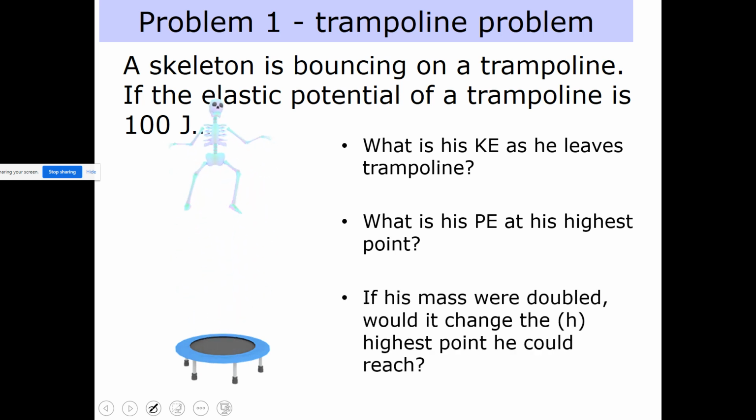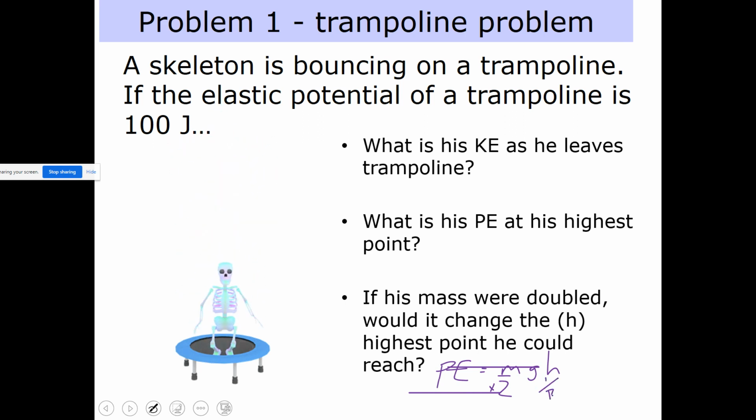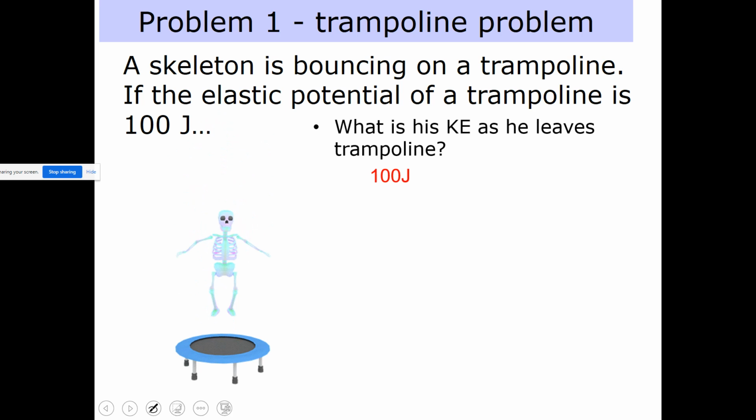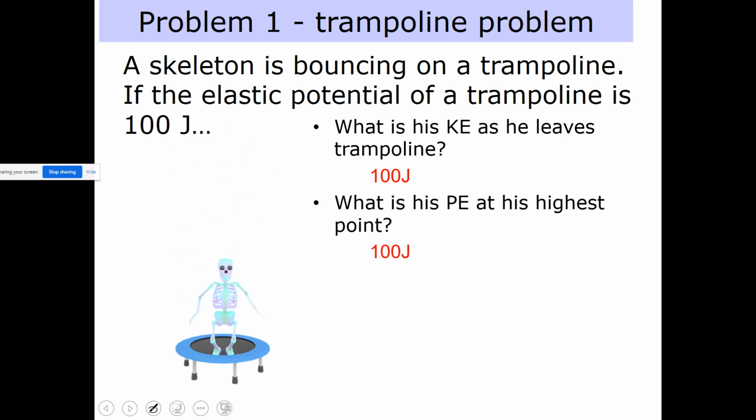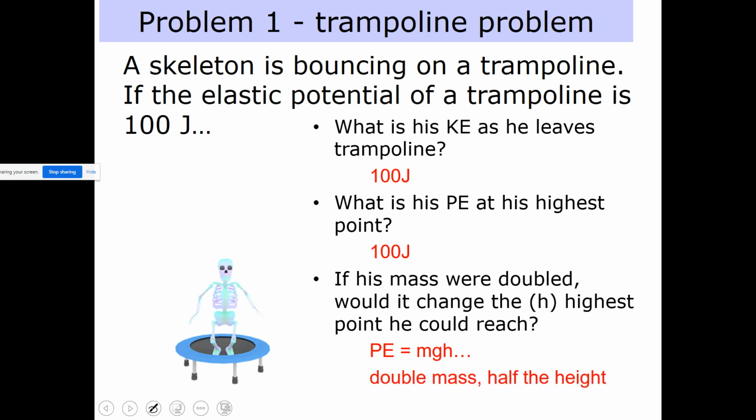If his mass is doubled, would it change the highest point he could reach? Well, let's take a look at this formula for a second. PE is equal to mgh. So if you take this number and double it, times it by 2, how do you keep the same PE? Well, it looks like you're going to have to half that height because g doesn't change. So I'm going to say 1/2 the height. Here are the answers: 100 joules, 100 joules. Double the mass, you have to half the height.